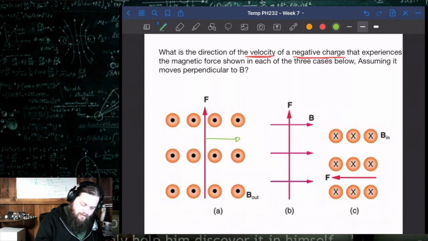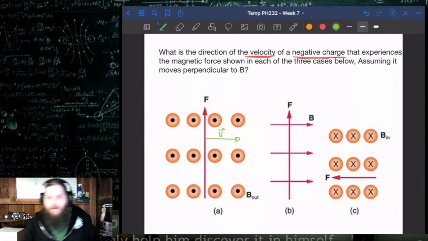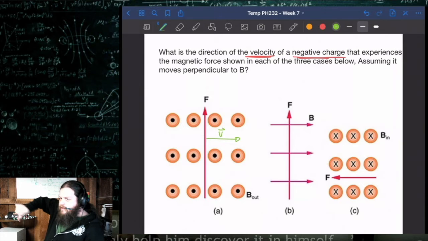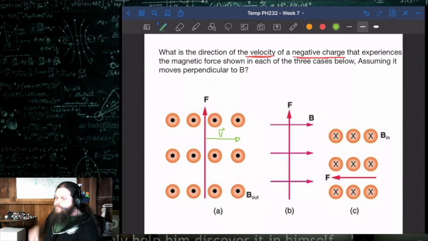So my velocity would go that way, to the right there. Again, switching the direction of force, so my thumb's pointing down, curling my fingers so they come out of my screen. I have my knuckles pointing that way. So that's the direction of velocity.